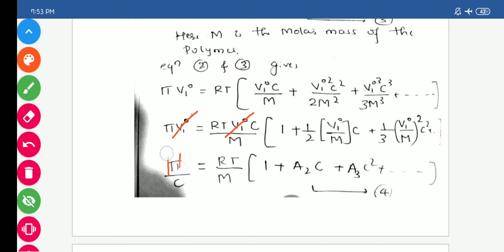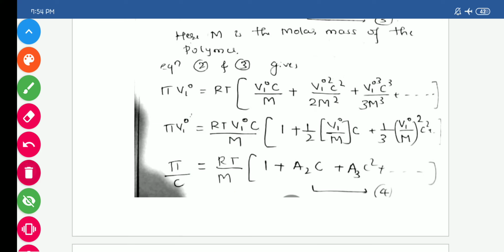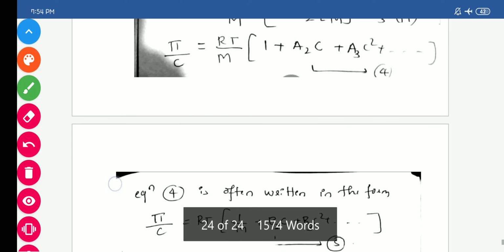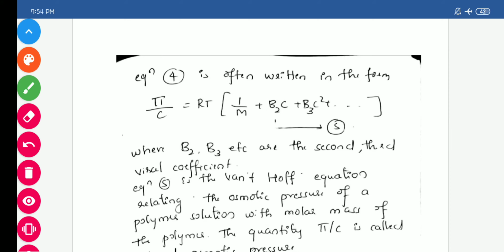What will it be? Pi divided by c. Pi is the osmotic pressure, I already told you, which is equal to RT by m (1 plus a2 c plus a3 c square and so on). Whatever this 1 by 2 term is, I replaced by a2. a2 is nothing but 1 divided by 2 v1 naught divided by m, and a3 is 1 by 3 v1 naught by m whole square, and so on like this. And this is called equation 4. This equation 4 can often also be written as pi by c equals RT (1 by m plus b2 c plus b3 c square) like this. Instead of a2 we are writing b2, no changes at all.